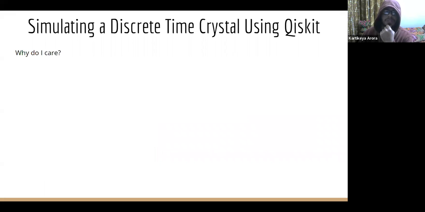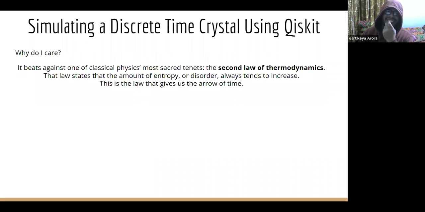So many of you might wonder, why do I care? So what are time crystals? The important thing, as I was just saying, is that it beats one of classical physics' most important laws, the second law of thermodynamics, which states that the amount of entropy or disorder always tends to increase and gives us the arrow of time and separates the past from the future, if we may say.